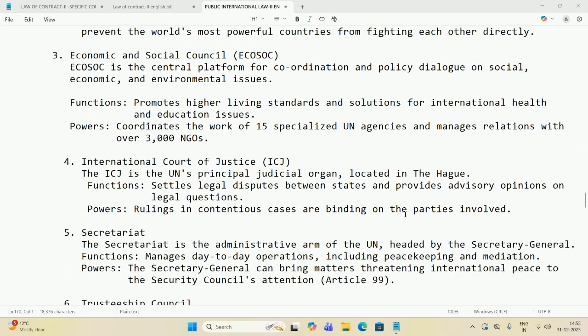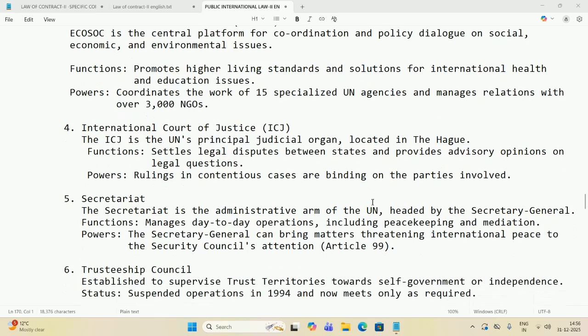Fourth is International Court of Justice, in short ICJ. The ICJ is the UN's principal judicial organ located in The Hague. Functions: settles legal disputes between states and provides advisory opinions on legal questions. Powers: rulings in contentious cases are binding on the parties involved.